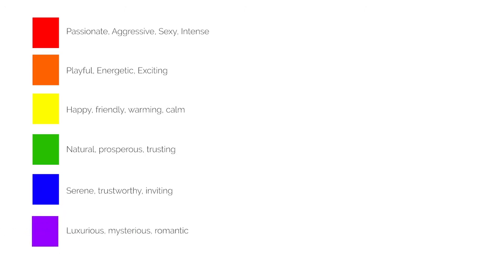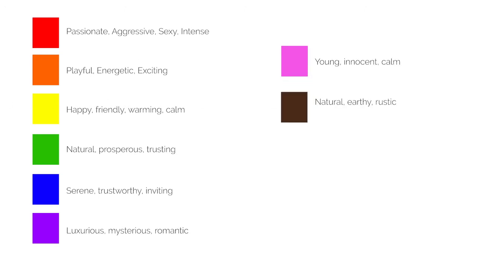Purple is luxurious, mysterious, romantic. It could be elegant. Pink, you might use words like young, innocent, calm, perhaps feminine. It's a gentle color. It's a nice color. Brown is natural, earthy, rustic. This is one of my favorite colors in photos because it's so natural. It's so naturally occurring, and you're going to have it in so many of your images. And it's just a very nice, comfortable color.